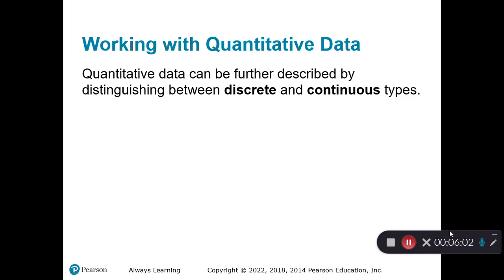Now that we've talked about the two major classifications of data, quantitative, which is also numerical, versus qualitative, which is also categorical, we can dig down a little deeper into one of those two branches. So let's look at how quantitative or numerical data can be further divided. Quantitative data could either be discrete or continuous.